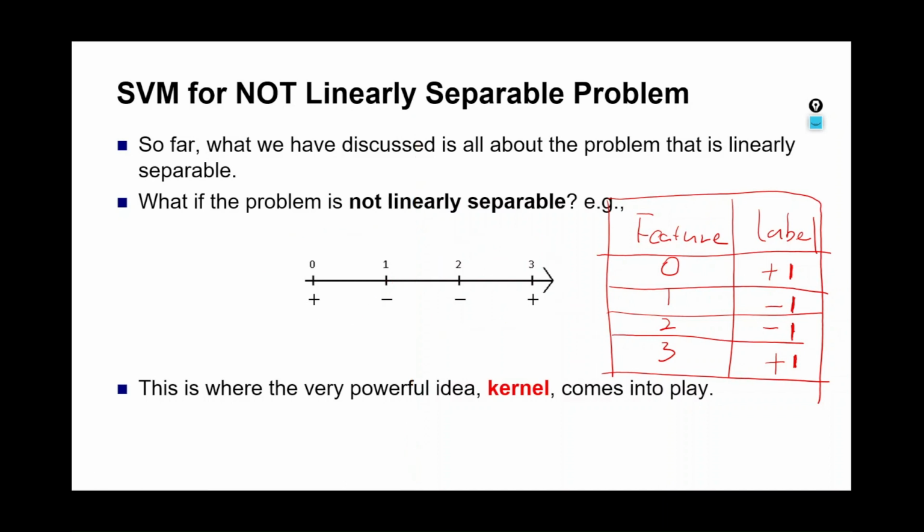Although this problem looks pretty simple, just 4 samples in a one-dimensional space, one feature, and this column for the label, this problem cannot be solved by directly applying the equations we have derived in the previous slides. So this problem is not linearly separable.